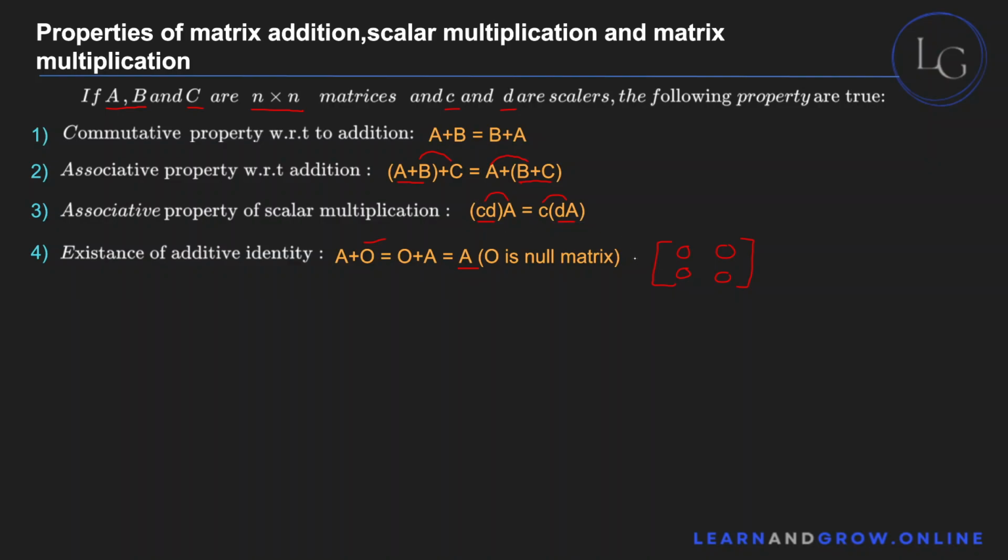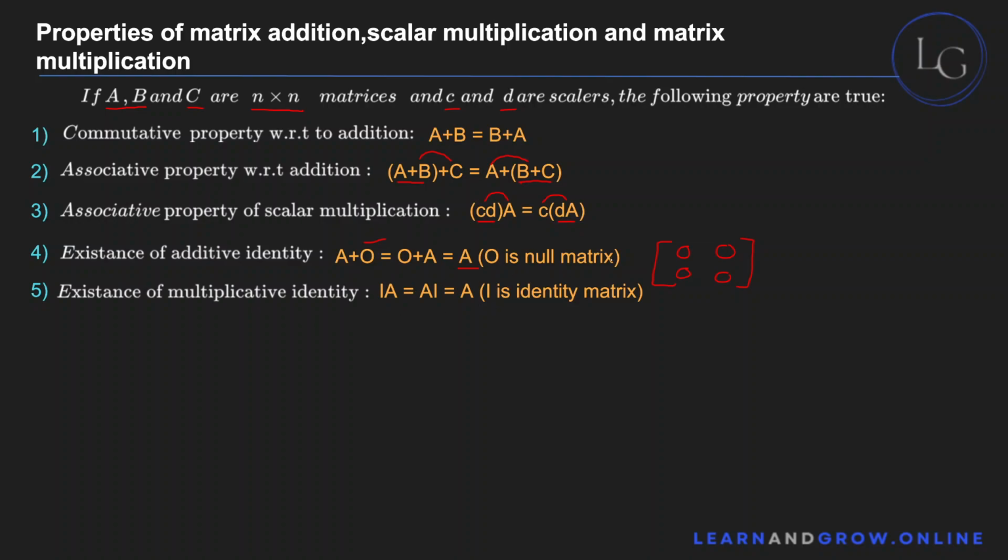So if you add any 2 by 2 matrix into this 2 by 2 null matrix, or if you add this 2 by 2 null matrix into any 2 by 2 matrix, it will give you that same 2 by 2 matrix as the result. So the existence of a multiplicative identity. An identity matrix is the multiplicative identity.